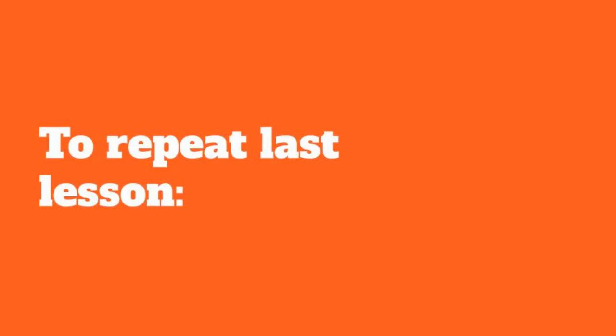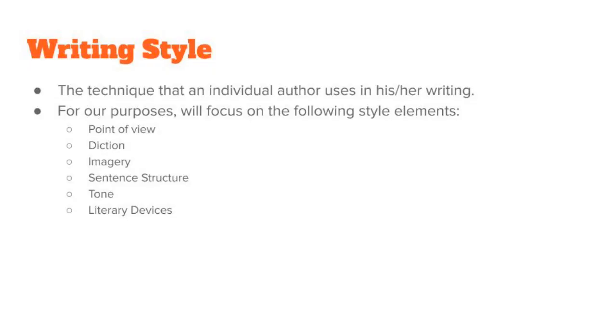So what I wanted to begin with was a review of last class. Just a quick reminder of what I am talking about when I'm talking about writing style. To review, writing style is the technique that an individual author uses in his or her writing, and for our purposes in our class, we're focusing on the following style elements that I described for creative writing and will now describe for analytical writing. So that includes point of view, diction, imagery, sentence structure, tone, and literary devices.